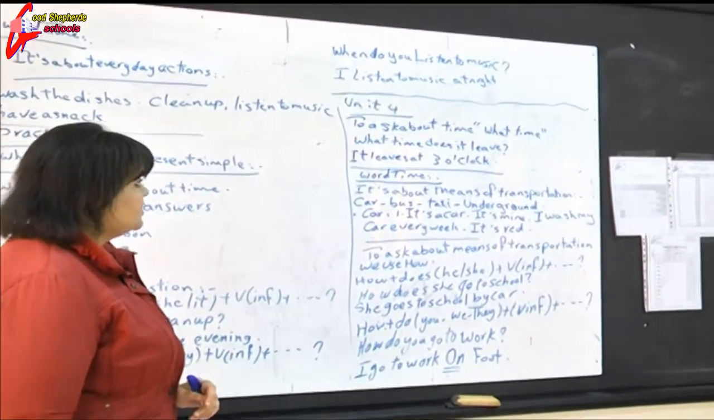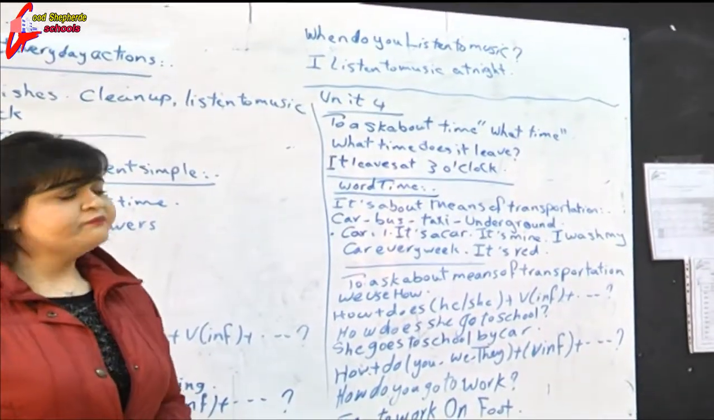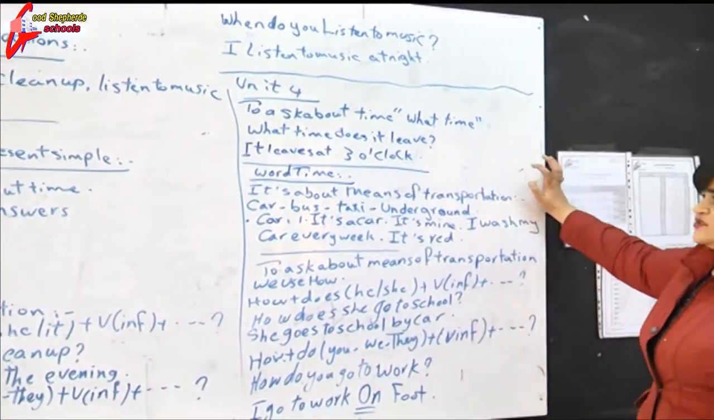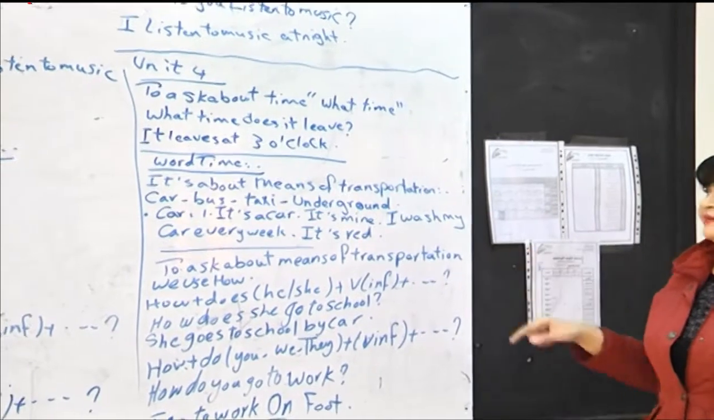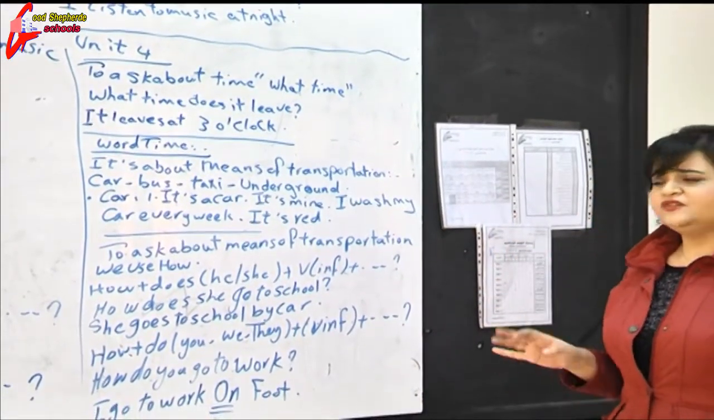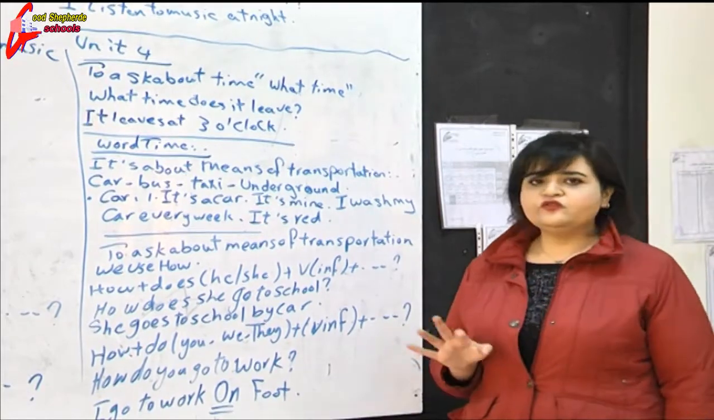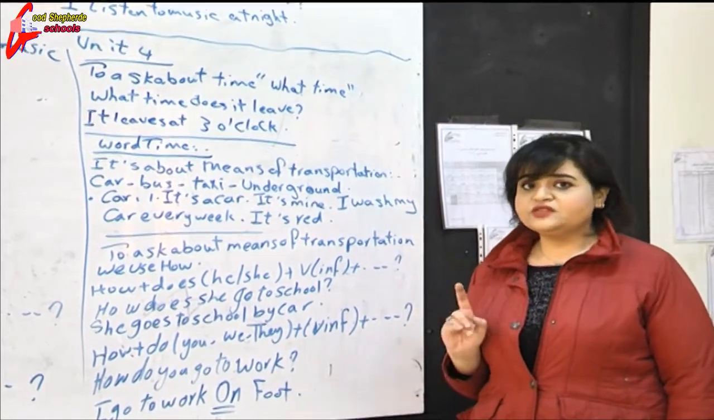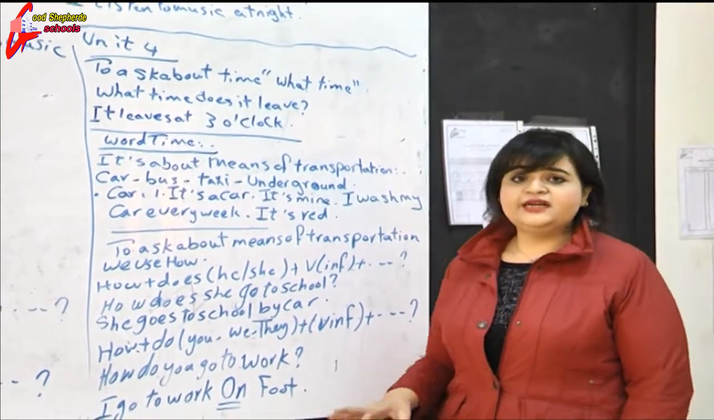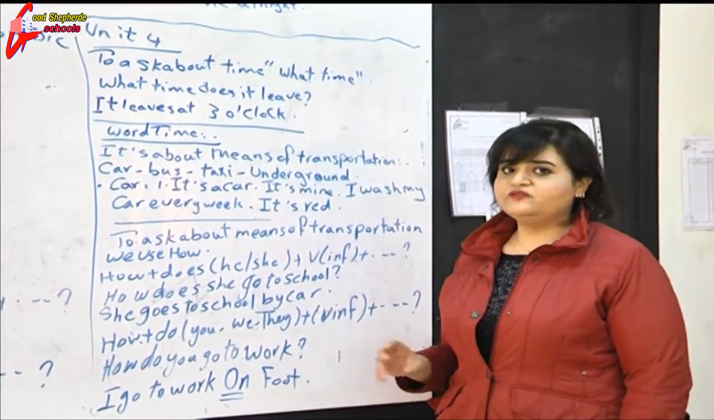To ask about time, we use what time. So, what time does it leave? It leaves at 3 o'clock. What time? It's about means of transportation, like car, bus, taxi, underground, train, and of course, before any means of transportation, we use by.